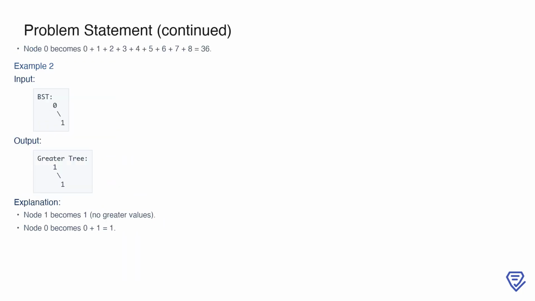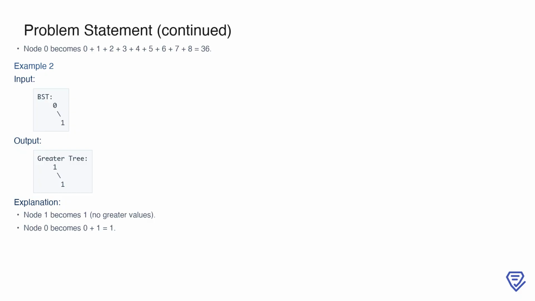This process is applied recursively throughout the tree, ensuring that every node is updated correctly based on the same principle. Continuing with the explanation, the transformation also updates the smallest values in the BST. For example, node 0 becomes 36 by adding the values of all other nodes in the tree. This ensures the transformation is applied consistently across every node. A smaller example is provided next.